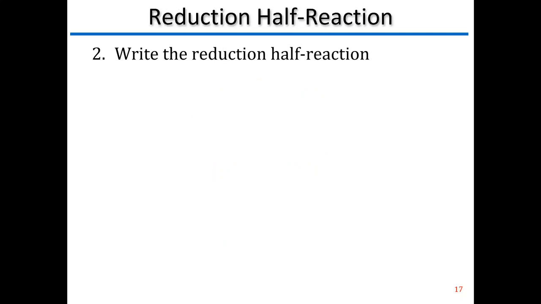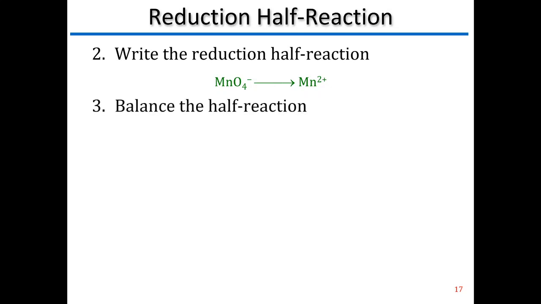Now we want to do the same thing for the reduction. Okay, so this is our reduction half reaction. Again, just grabbing everything that's involved with reduction. Here we have MnO4 and then manganese 2+. Okay, so first step, balance the half reaction. So balance it just by mass. Okay, so manganese first. Turns out it's already balanced. We have 1 manganese coming in, 1 manganese coming out. Easy enough.